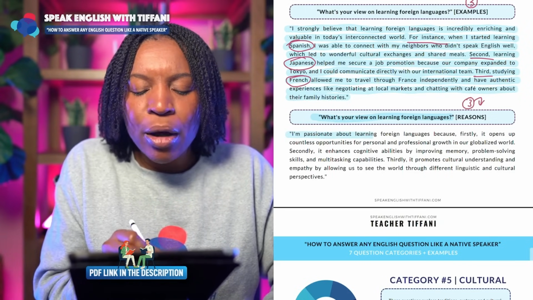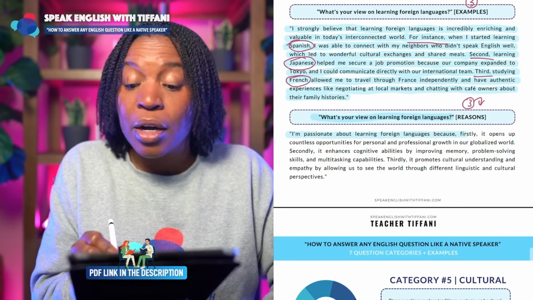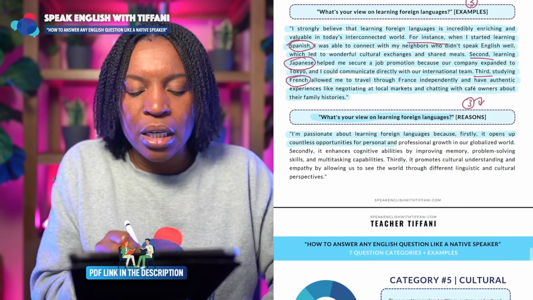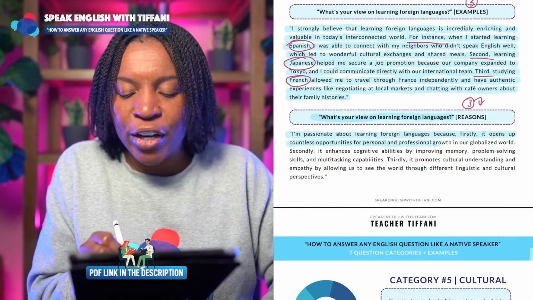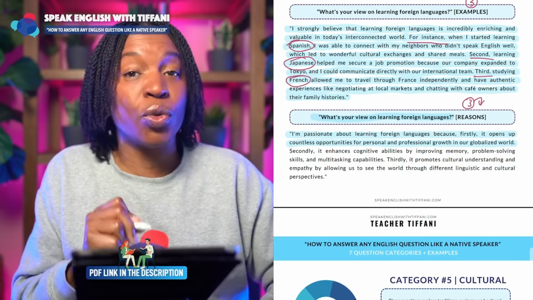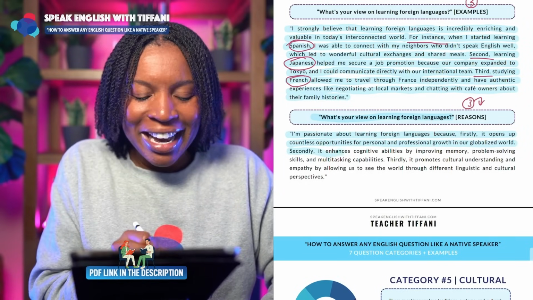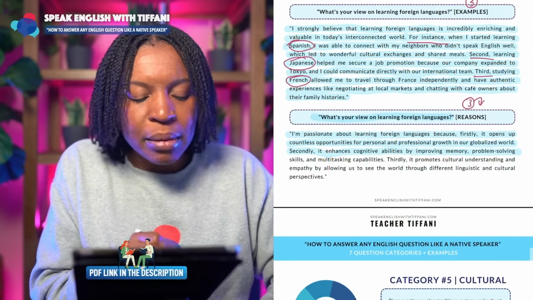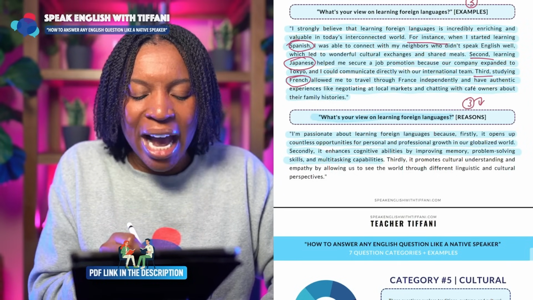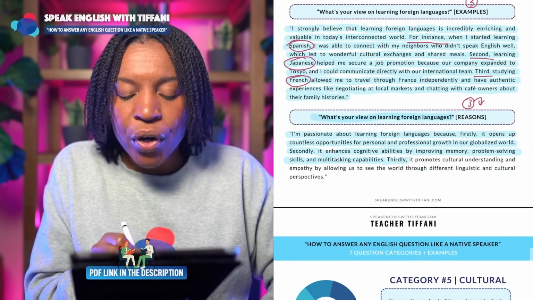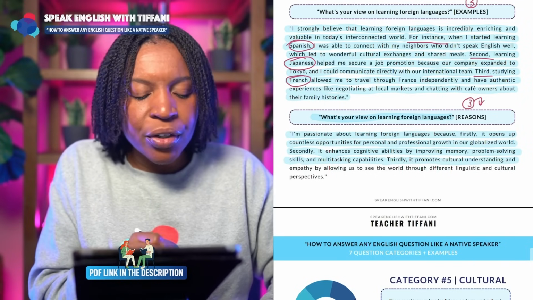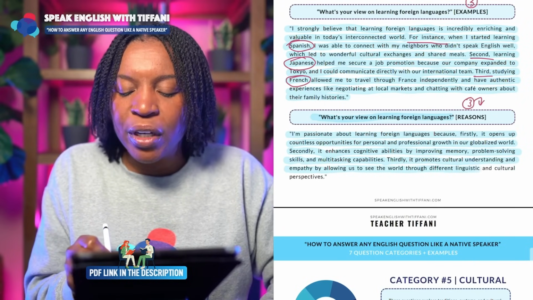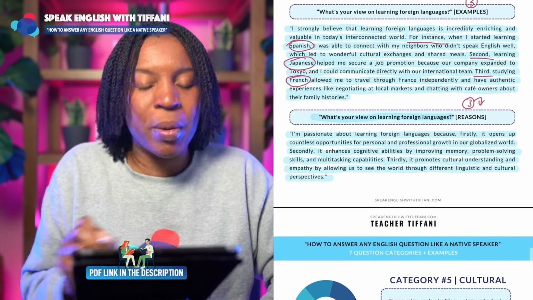I'm passionate about learning foreign languages because, firstly, it opens up countless opportunities for personal and professional growth in our globalized world. Secondly, it enhances cognitive abilities by improving memory, problem-solving skills, and multitasking capabilities. Thirdly, it promotes cultural understanding and empathy by allowing us to see the world through different linguistic and cultural perspectives.